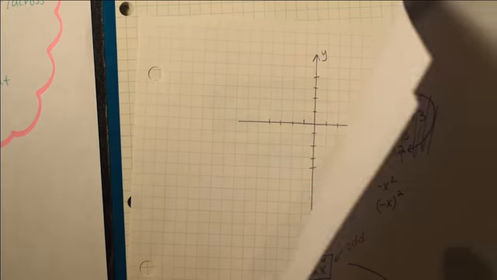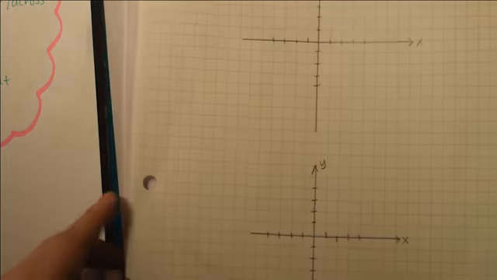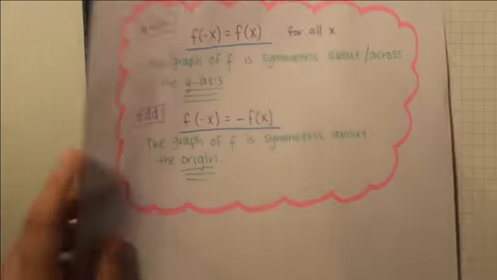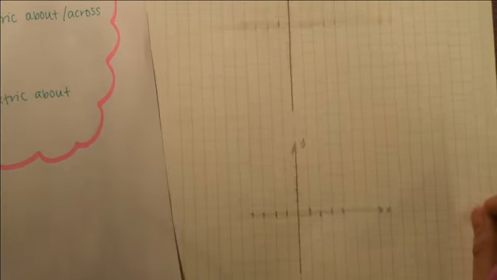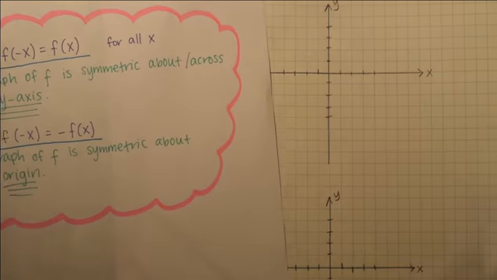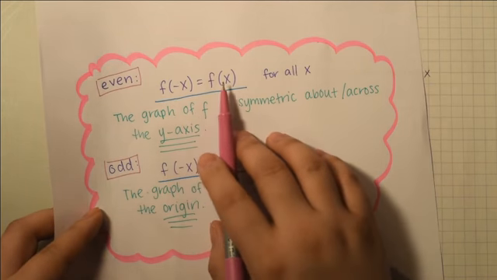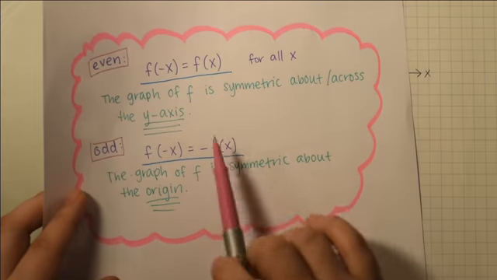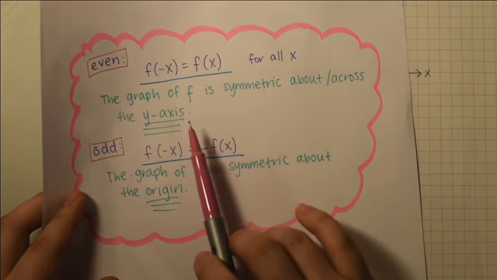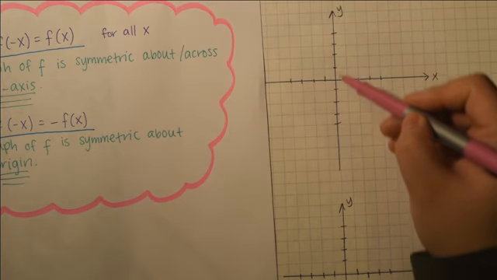Okay, so anyways, graphically, just straight from these definitions here, we can kind of see what it'll look like in a picture. So the first thing is, if f of negative x equals f of x for all x, the reason this is symmetric across the y-axis. So what does that mean? It means that this is my y-axis.